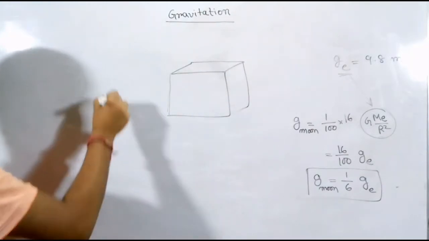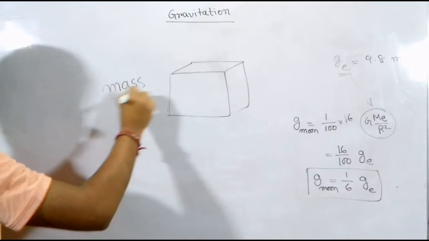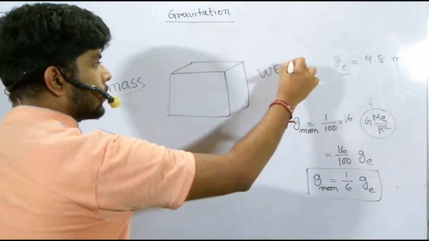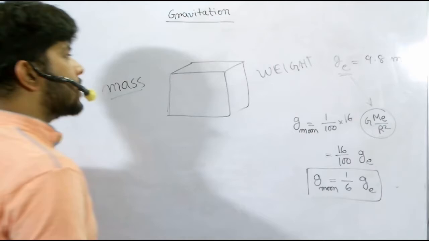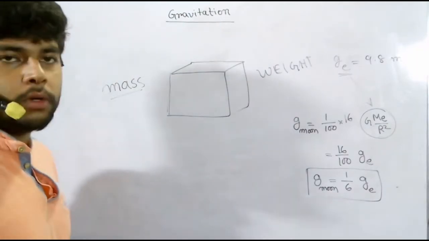Suppose here is an object. So what is the mass and what is the weight? What is the difference between them actually?